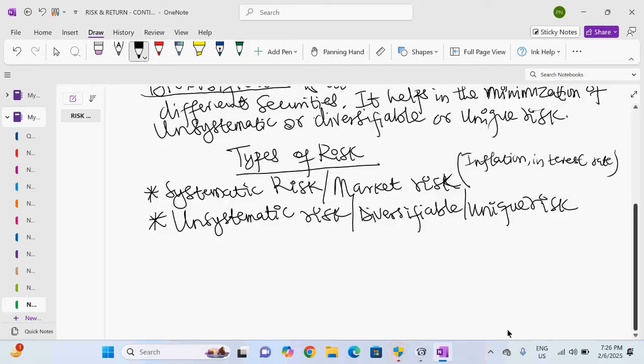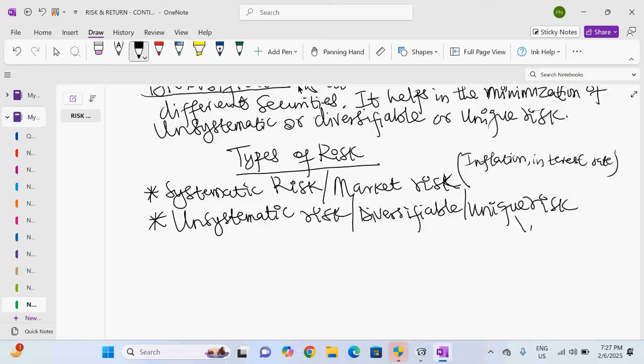Then we have the unsystematic risk, or diversifiable or unique risk. With unsystematic risk, to prevent it, you can diversify your portfolio or your securities. That one you can do something about, but the systematic risk is embedded in the economy. The unique risk is specific to a particular business or a particular industry. It is not a general risk in the economy. It is only with respect to one particular company or entity. So you diversify your portfolio to prevent that risk.